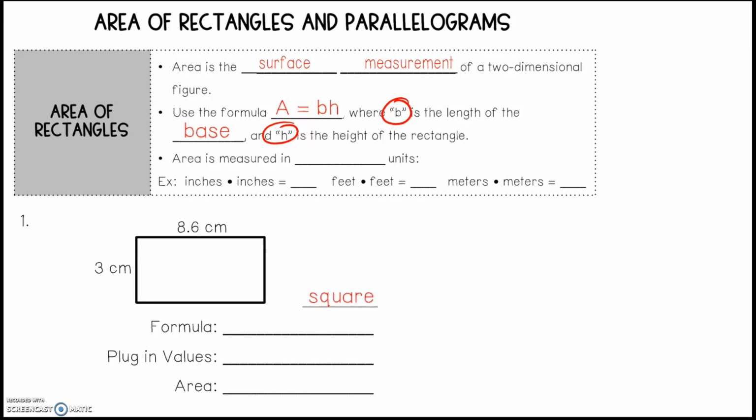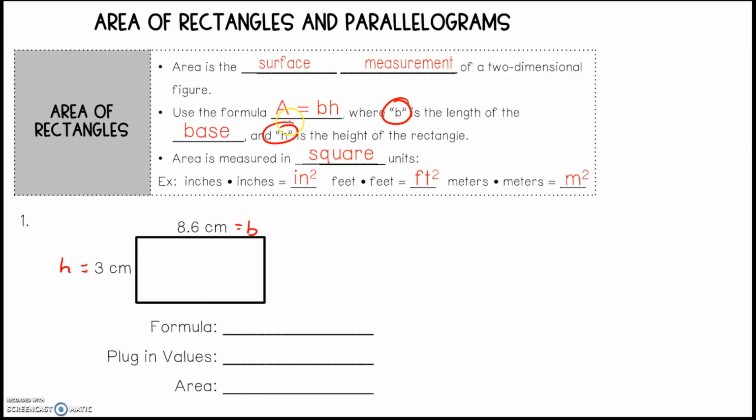So area is measured in square units. For example, inches times inches is inches squared. Feet times feet is feet squared. Meters times meters is meters squared. Okay, so up here, this is our base. I use the top and the bottom to be my base, and I use the left and the right to be my height. It doesn't matter which one is which, really.